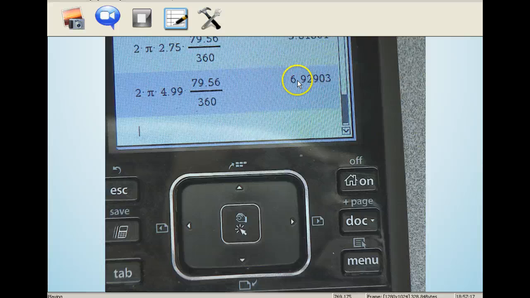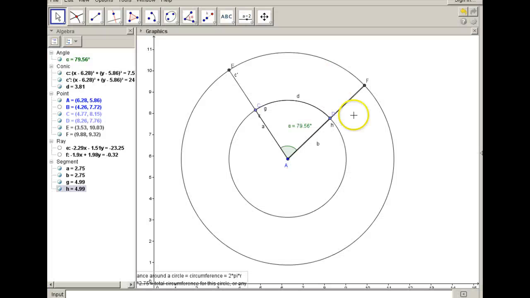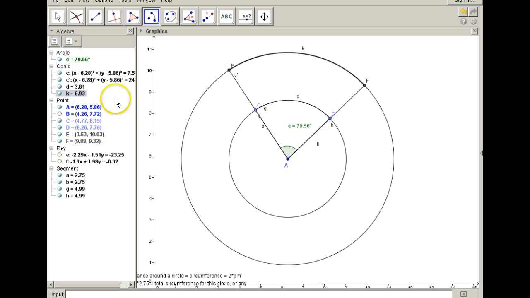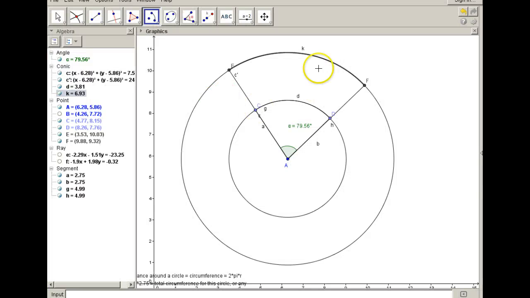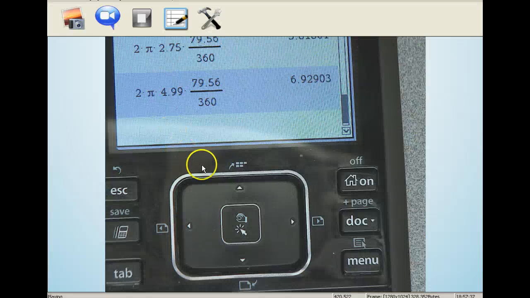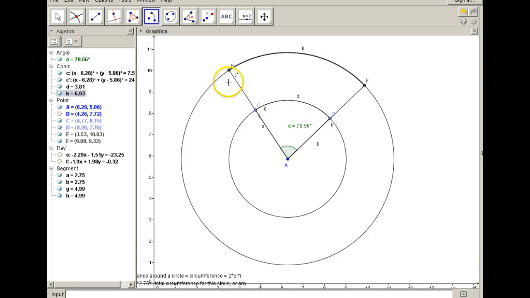So now we have 6.92903. Let's make sure that that's correct. We'll use our circular arc. Give me arc FE. We have K, and it's 6.93, which was basically where we're at, 6.929, right? So there we have it. Our formula works, but now I want to see something a little more interesting.